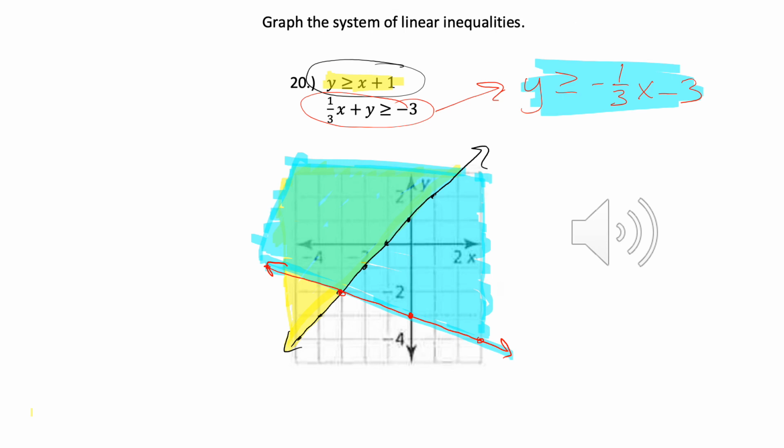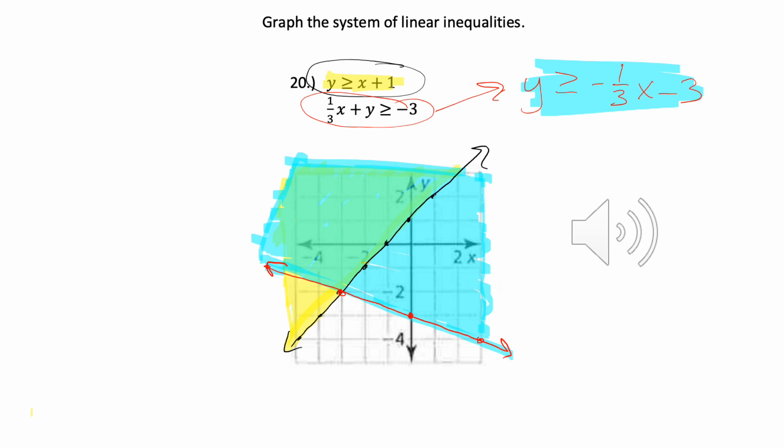When we want to graph a system of linear inequalities, remember, every time we graph an inequality, we're going to have to shade. If it is greater than or equal to, it's a solid line. If it's less than or equal to, it's a dotted line. A solid line is going to include the points on that line. A dotted line will not.